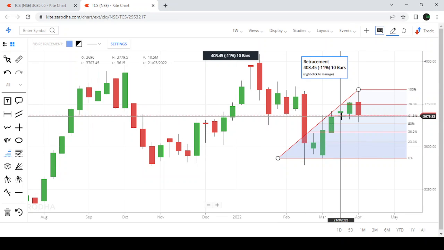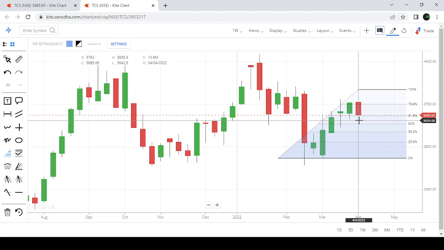So we can see that TCS has closed above the 38.2 Fibo level. So if you know the rules of Fibo level, if the market is getting pushed back from the 38.2 level, it is likely to cross the 100% Fibo level. So it may even cross 3835.